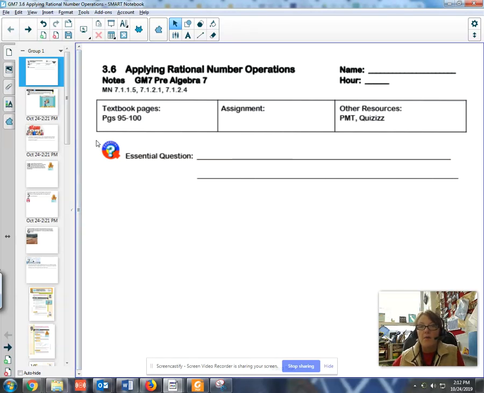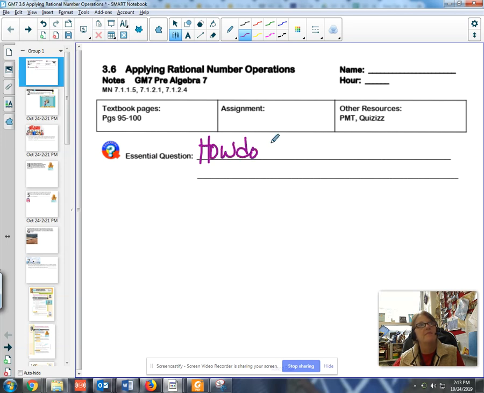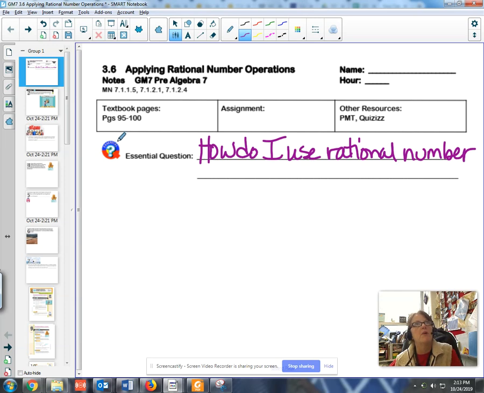All right, we're winding up module 3 and we're doing a ton of work with rational numbers. So, what I want you to do for today's essential question, how do I use rational numbers? And let's review what that means. A rational number is any number that can be written as a fraction. Fractions can also be written as a decimal. When you do that, it's either a decimal that terminates or it repeats. So we use the repeating bar notation.